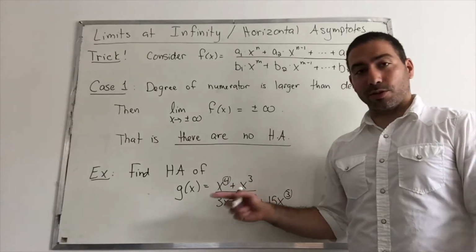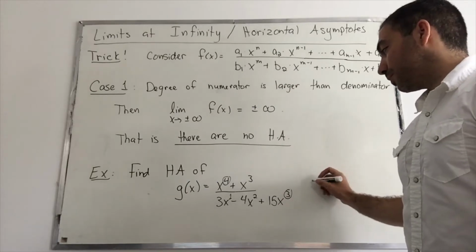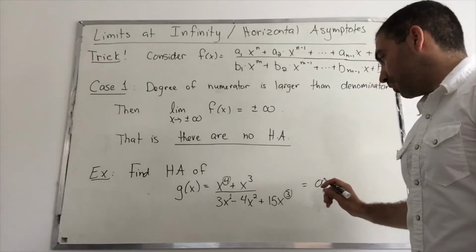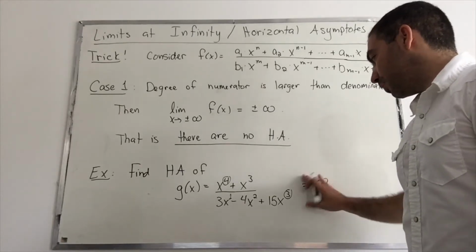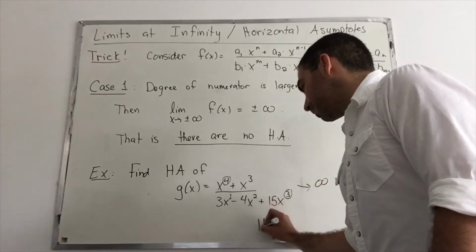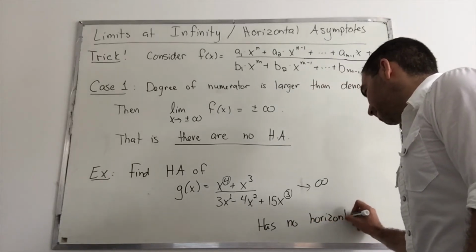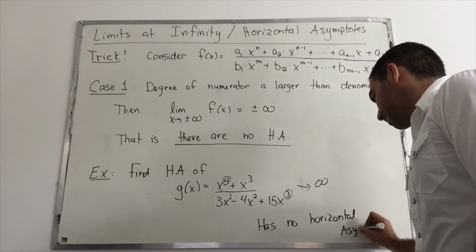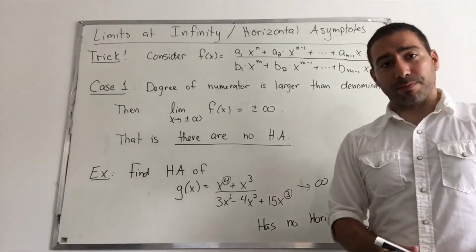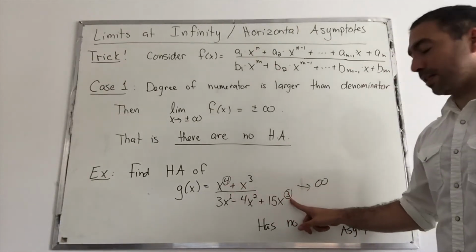Since the exponent is higher on the numerator, this thing here, based off our case 1, has no horizontal asymptotes. Technically I should write limit in front, but essentially this, let's put an arrow, this tends towards infinity. So this has no horizontal asymptotes. Okay. Essentially just by looking at the given function. Okay. So this is case 1, when the exponent of the numerator is bigger than the exponent of the denominator.